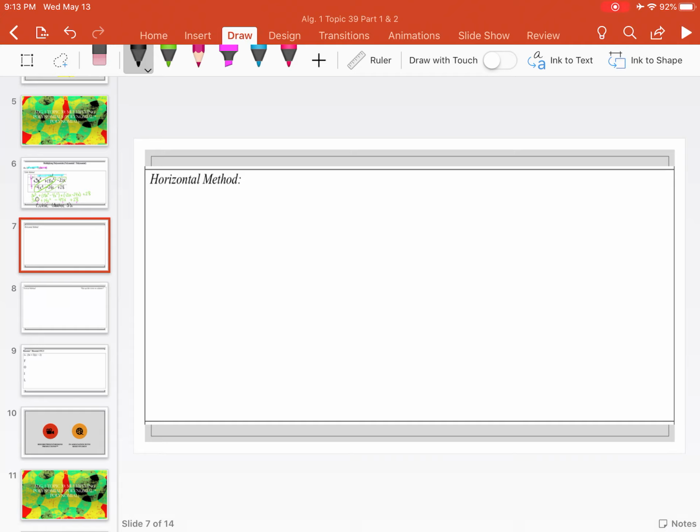Moving on to the second method. Now we're going to solve the same problem again using a different method. This is called the horizontal method. So our problem is x squared plus 6x minus 7 times 3x minus 4.